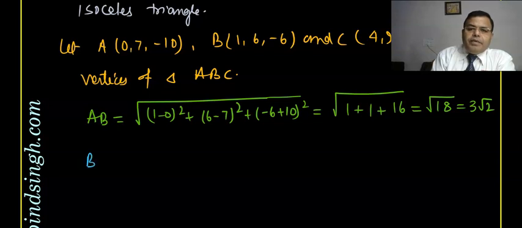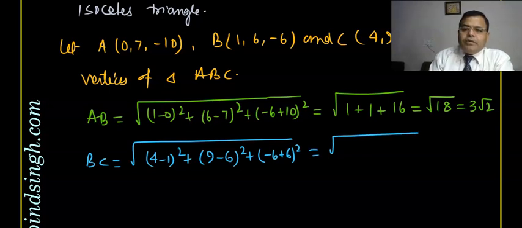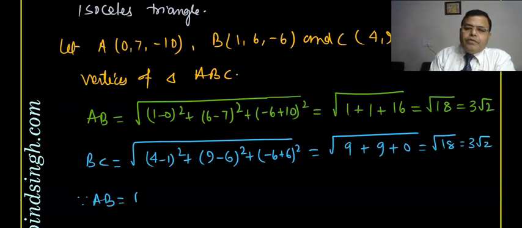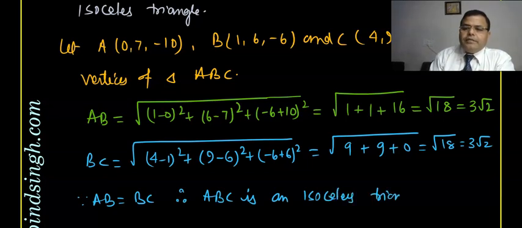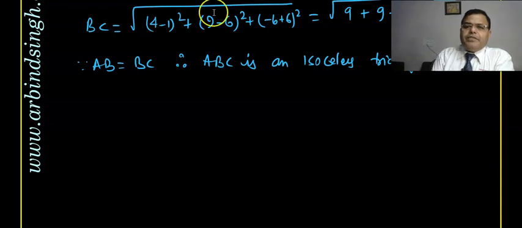Now we can calculate BC. BC is (4 minus 1) whole square plus (9 minus 6) whole square plus (-6 minus of -6, that is plus 6) whole square. 4 minus 1, 3 whole square is 9, 9 minus 6, 3 whole square is 9, and -6 plus 6 is 0. So root under 18, that is 3 root 2. Since AB is equal to BC, two sides are equal, and therefore ABC is an isosceles triangle. Right? No need to calculate AC. Even if you want to, you can calculate it, but here you have to prove isosceles, so if any two sides are equal, then it must be an isosceles triangle. I hope you got it.